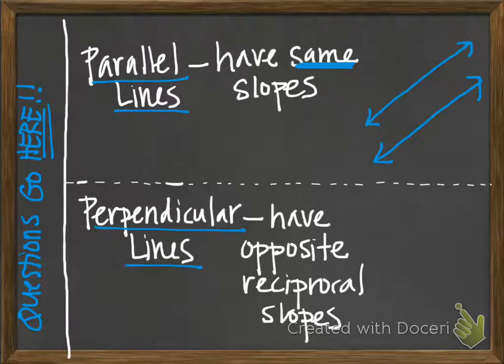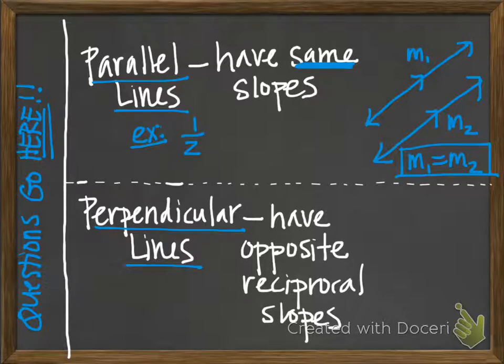The way that we show that, the symbol, is we put a little arrow through both of the lines, not at the ends, but somewhere between the ends. And that means those 2 lines are parallel. So we could say this line, we'll call it slope M1, and we'll call this line slope M2. Because they're parallel, we will say that M1 equals M2. They are equal. So examples of slopes that are parallel could be anything. We could have a slope of 1/2 and 1/2. We could have a slope of 3/4 and 3/4. We could have a slope of -6 and -6. 2 numbers that are exactly the same. When the slopes are the same, the lines are parallel.